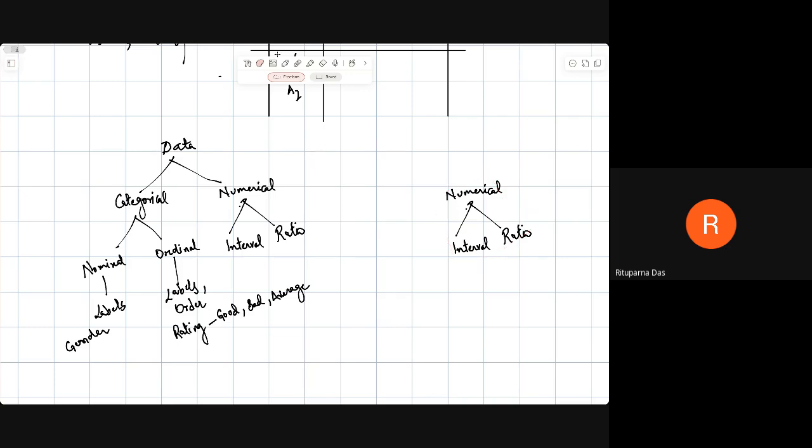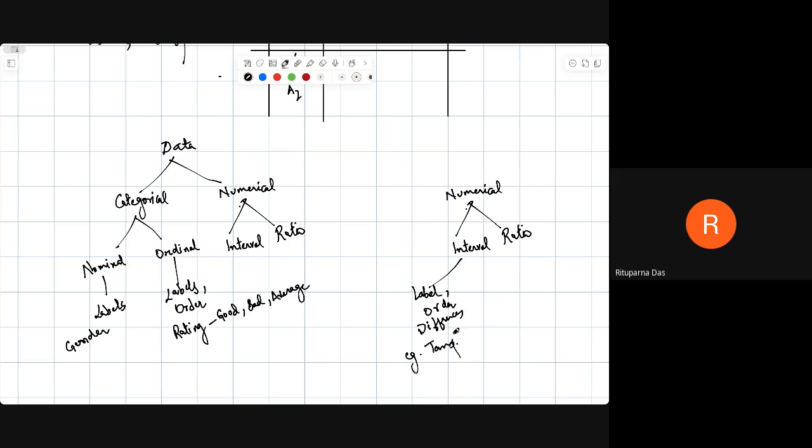Okay, so for interval, this kind of data will have a label. It will have order, and you can take differences. For example, temperature is an example.